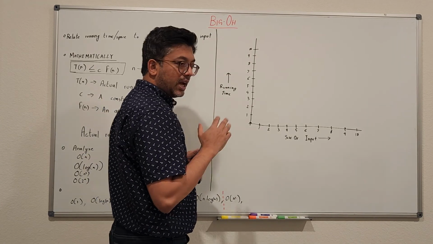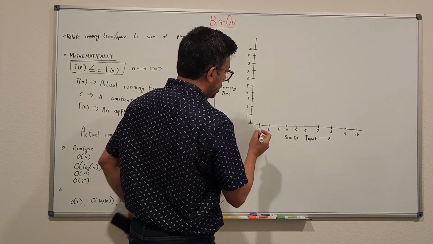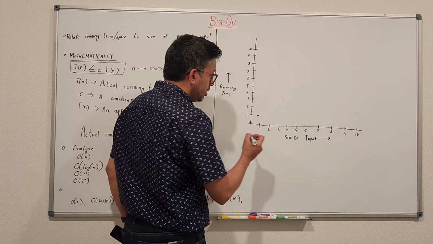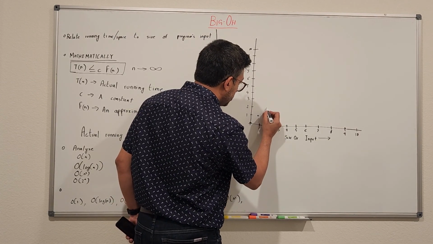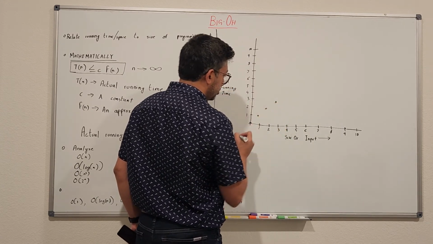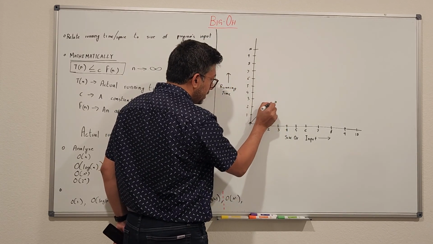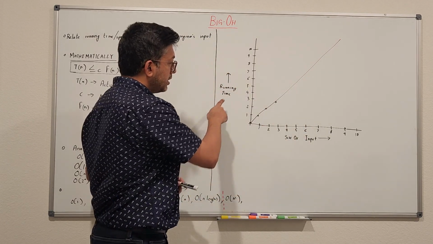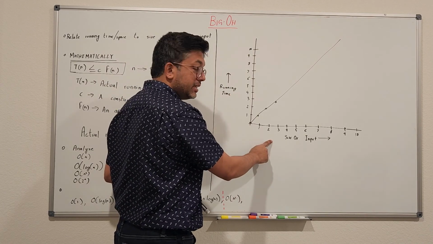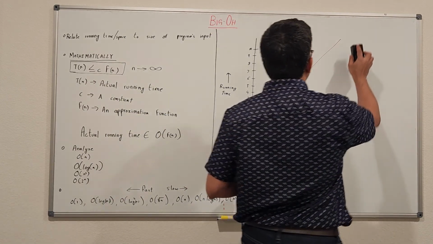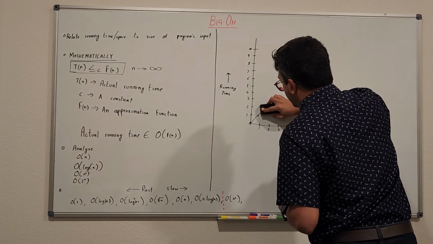Suppose I have an algorithm where for an input size of 1, it takes 1 second to run. For an input size of 2, 2 seconds to run. Input size of 3, 3 seconds to run. So if I plot a graph of this, you can see the running time increases linearly with the size of the input. Let me explain with another example.